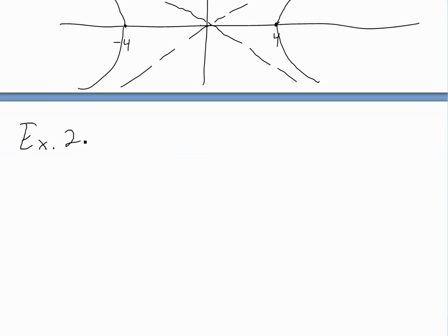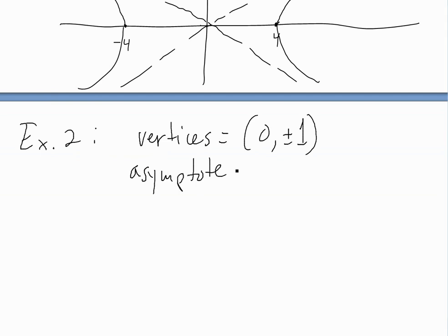So as example 2, this one we actually want to find the equation, and we're given that the vertices are equal to 0 plus or minus 1, and the asymptote lines are, so let's say asymptote is y is 2x. Actually, this is plus or minus 2x. And then let's say you want to know the equation. Find the equation of the hyperbola.